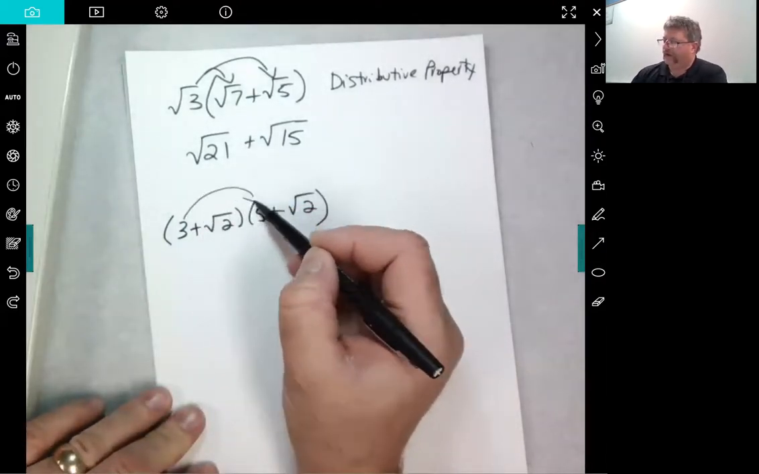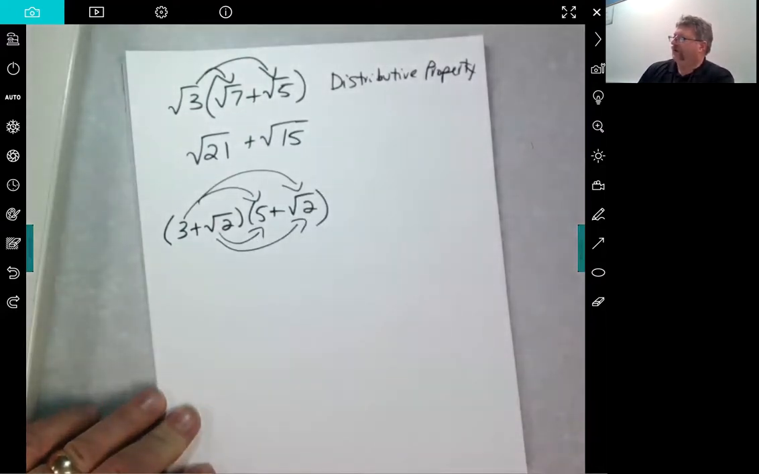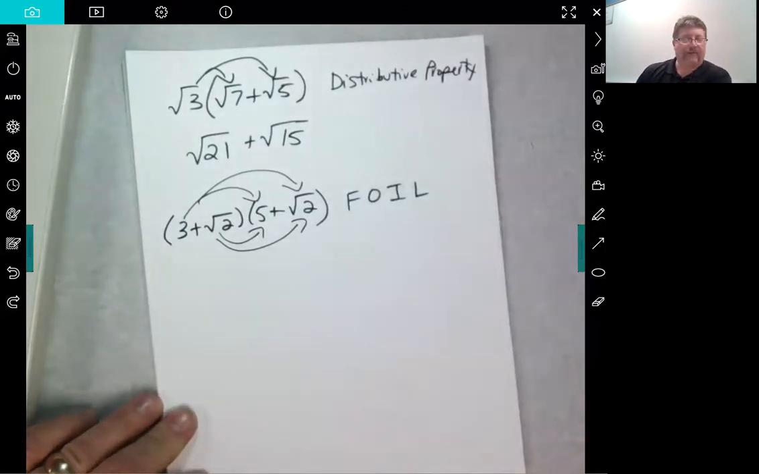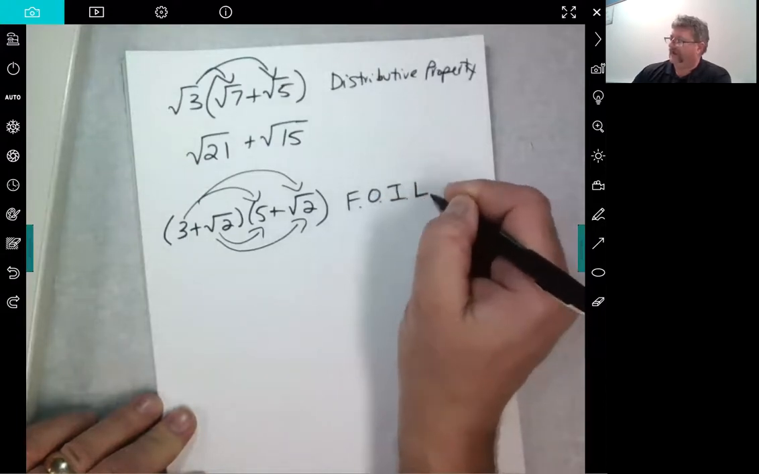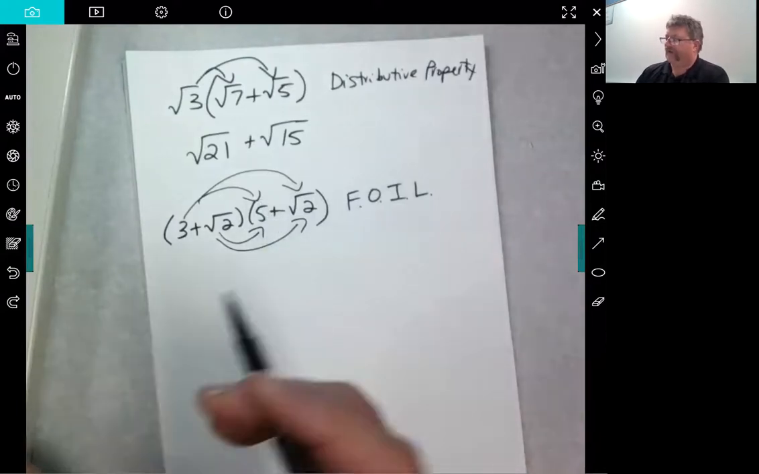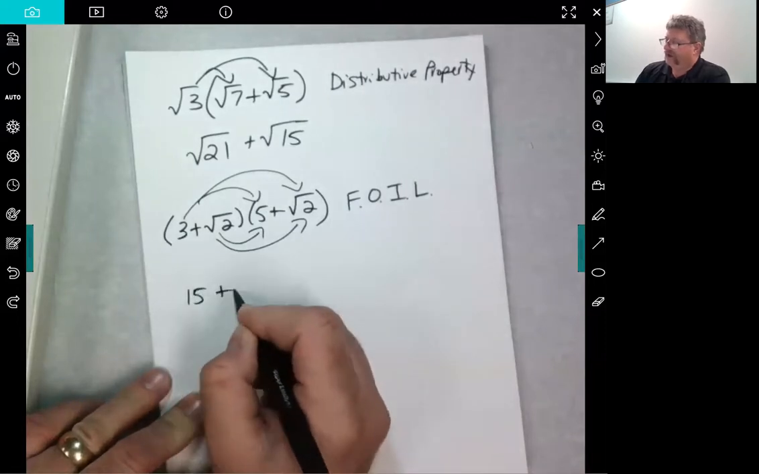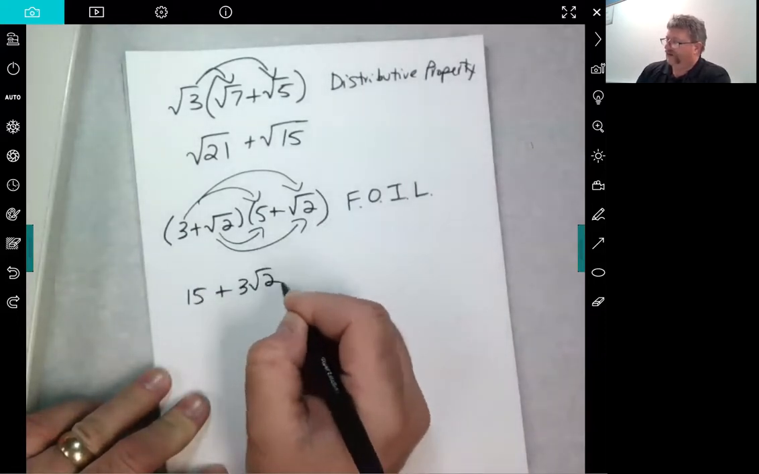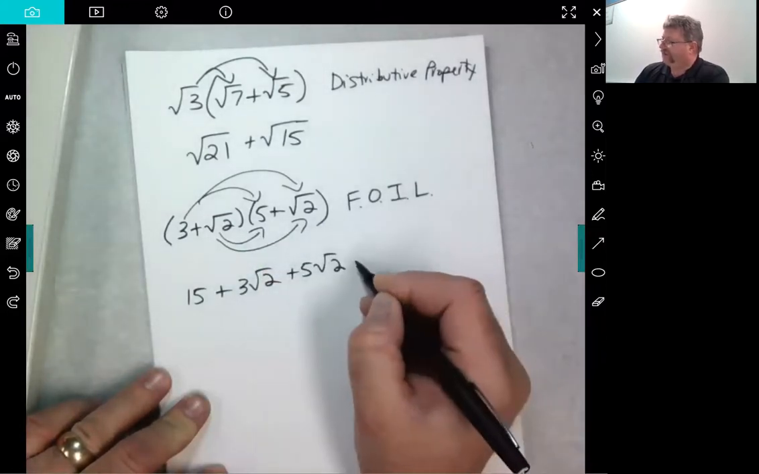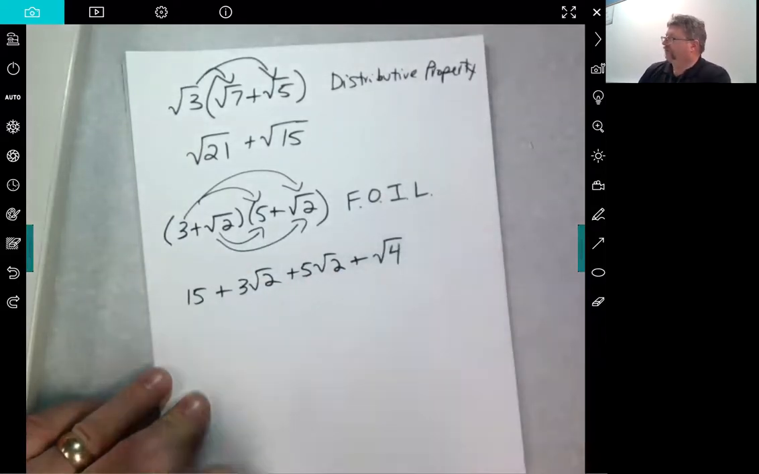I'm going to take the 3 and distribute it across, and then I'm going to take the radical 2 and distribute it across. You might remember the acronym FOIL when you did this maybe at some point in your life. First, outside, inside, last. We can use that, that's fine, but it's basically distribute 3 across and then distribute the radical 2 across. So 3 times 5 is 15, plus 3 times radical 2 is 3 radical 2, plus 5 times radical 2 is 5 radical 2, plus radical 2 times radical 2, which is going to be radical 4.